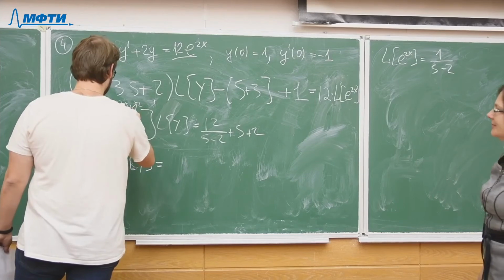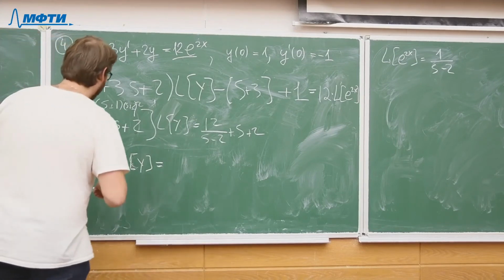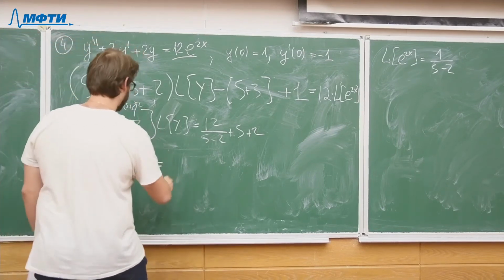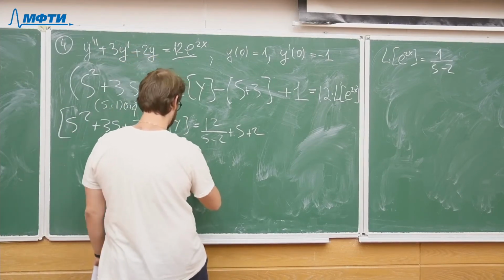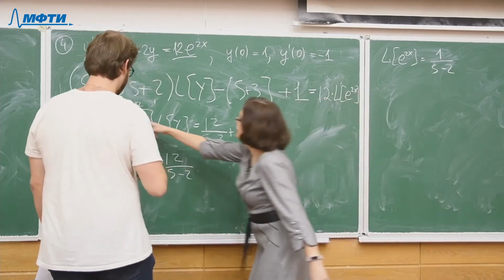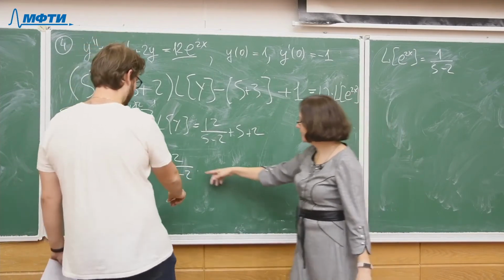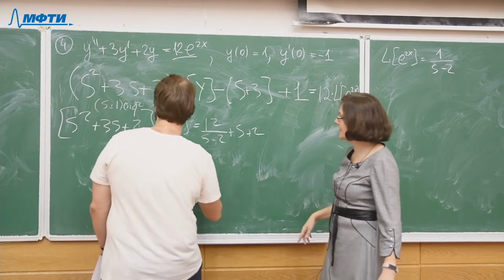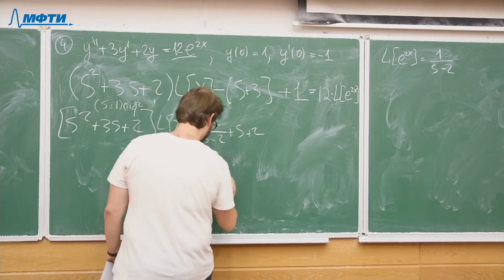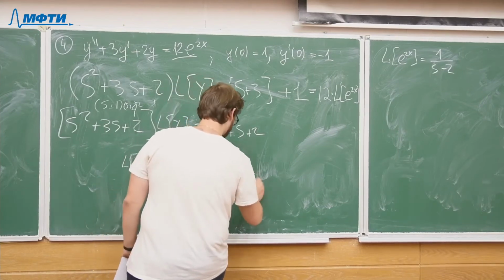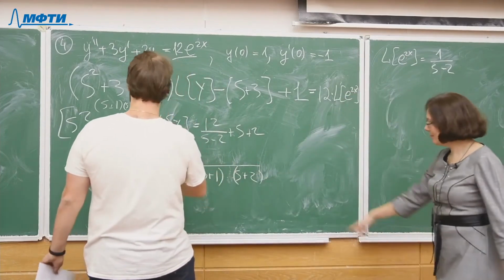S squared plus 3s, oh, no, but here's the problem. I'm sorry. Okay, so it's going to be 12 over s minus 2 times s plus 2. These factors here. S minus 2 times... divide, no? Well, we divide, yes, of course. You just need to multiply here by s plus 1 and s plus 2. And plus s plus 2. Not plus, but multiply. Times, multiply.